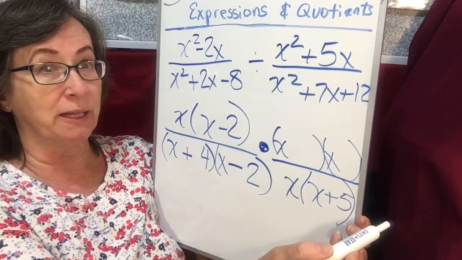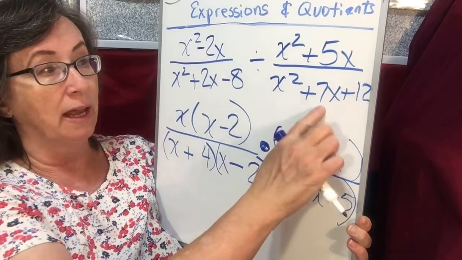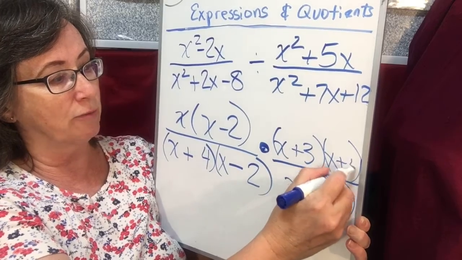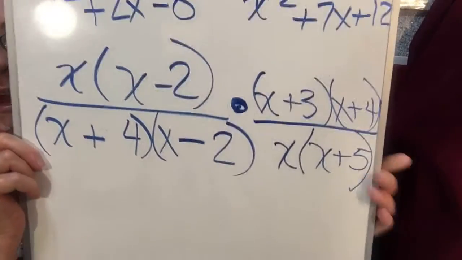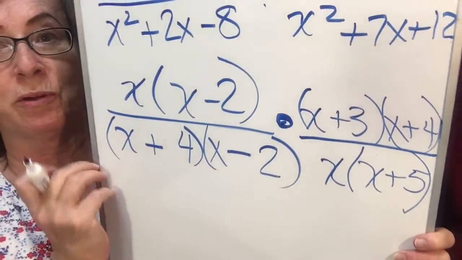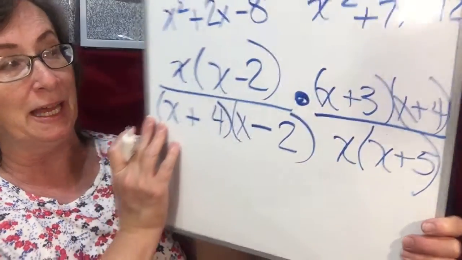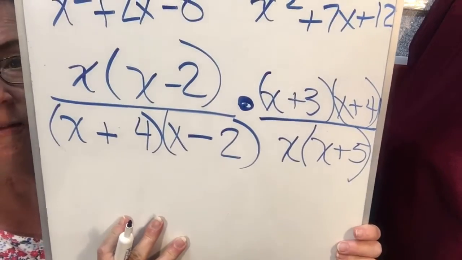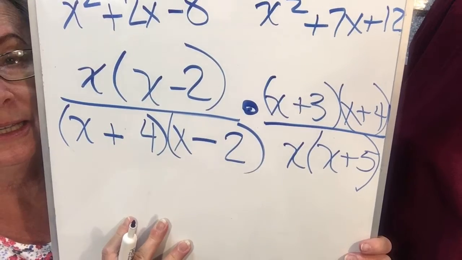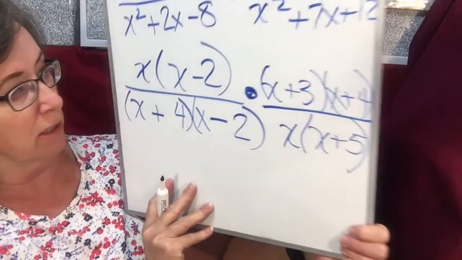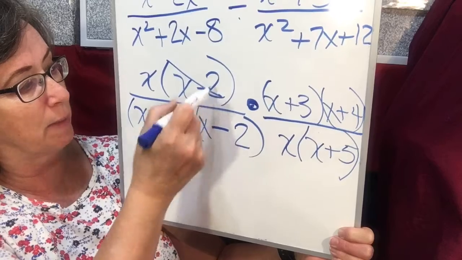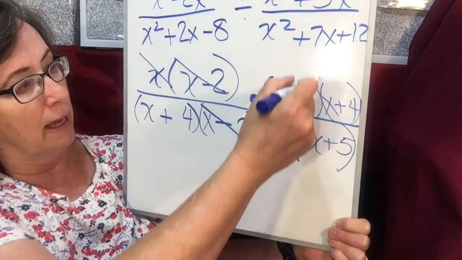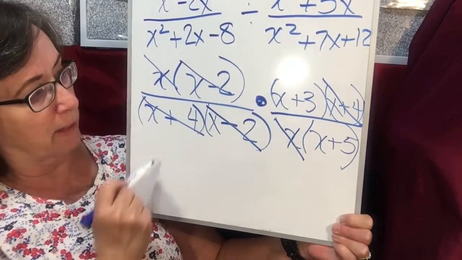12 could be 3 times 4, and 3 plus 4 is 7. So plus 3 plus 4. And look how I have it written now as a multiplication problem, and I have already flipped this over and changed to multiplication. So now I'm going to do exactly what I did in the last problems with multiplication. So I have an x minus 2, an x minus 2, an x plus 4, an x plus 4.